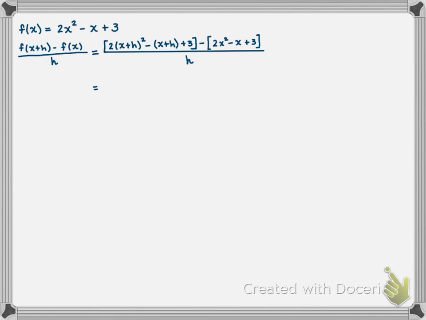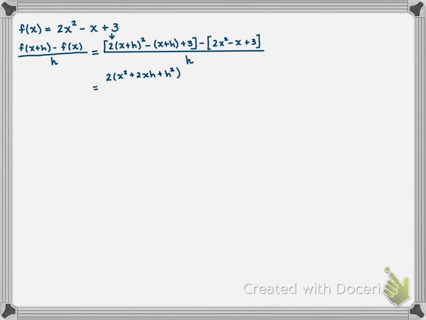So now we get to start simplifying. There is nothing to the left of that left-hand bracket, so I can just drop the first set of square brackets. But then I see that there's a 2 here, which means I can't drop the parentheses until I distribute the 2. So I have to do x plus h times x plus h first. We did that in the last problem. So we know it's x squared plus 2xh plus h squared.